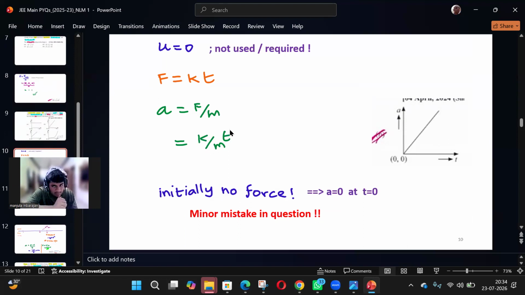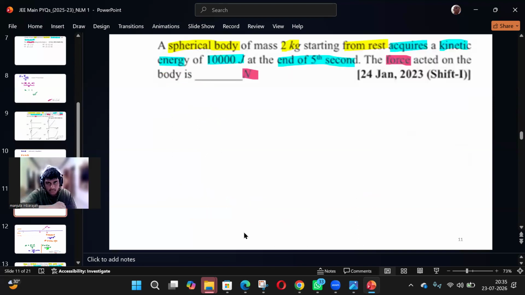But in the question, they should have given that initially there is no force, only the acceleration at time t equal to 0. So u equal to 0 is not required. There is some small mistake in the question. If u equal to 0 is given, then we can assume that it starts from 0 and moves up like that. The option is B, because they've given the keyword as increasing linearly with time.